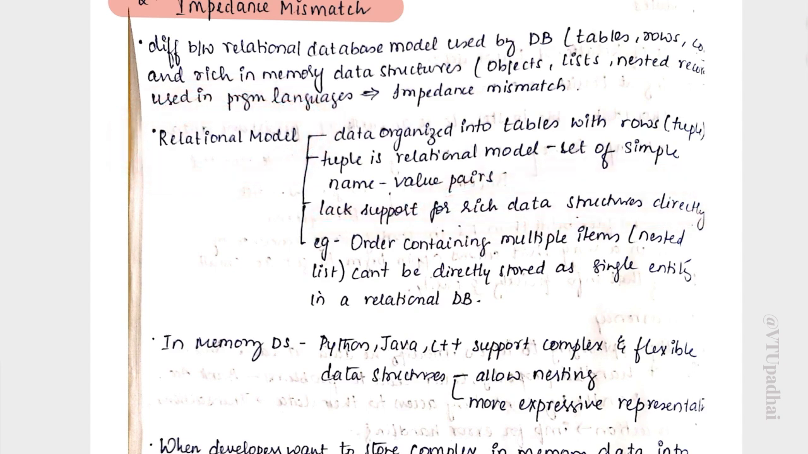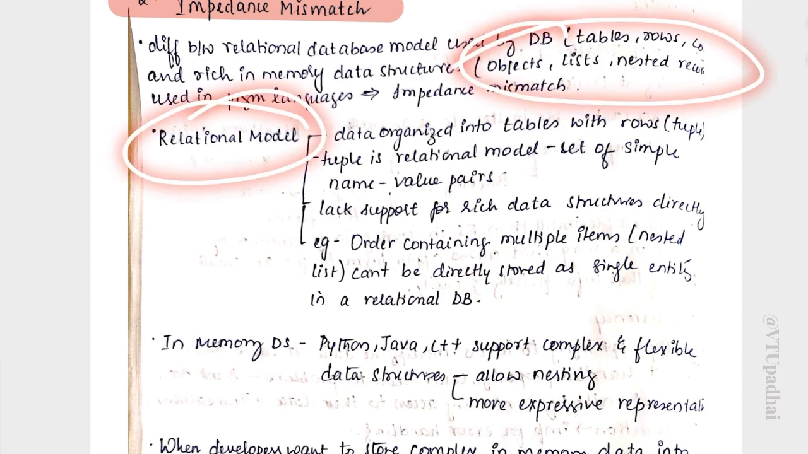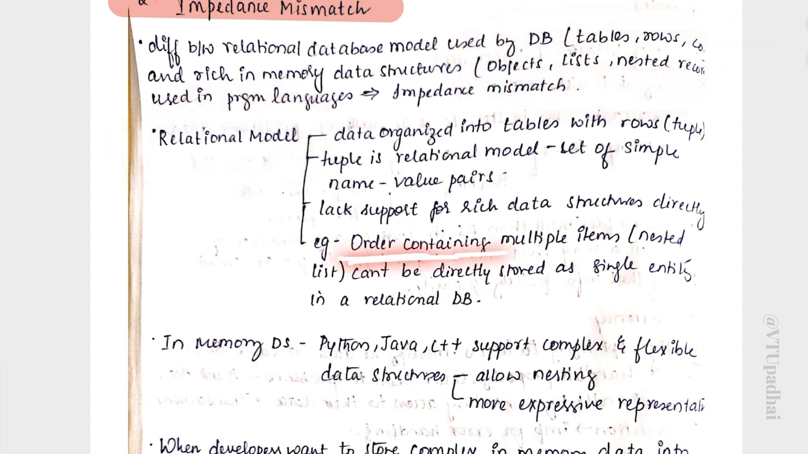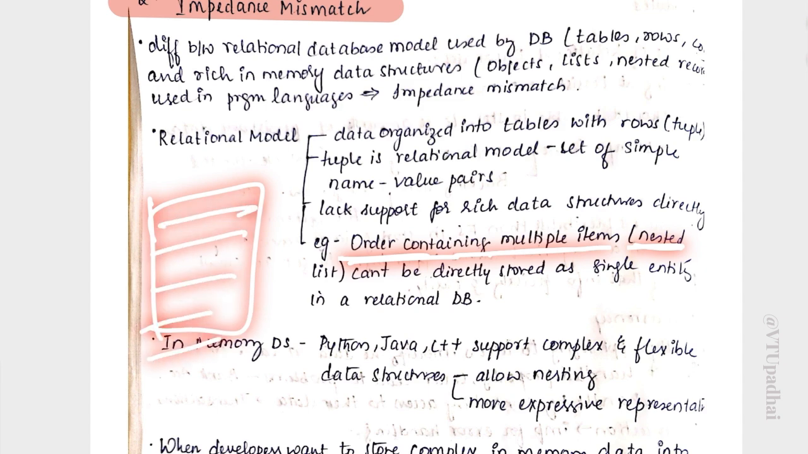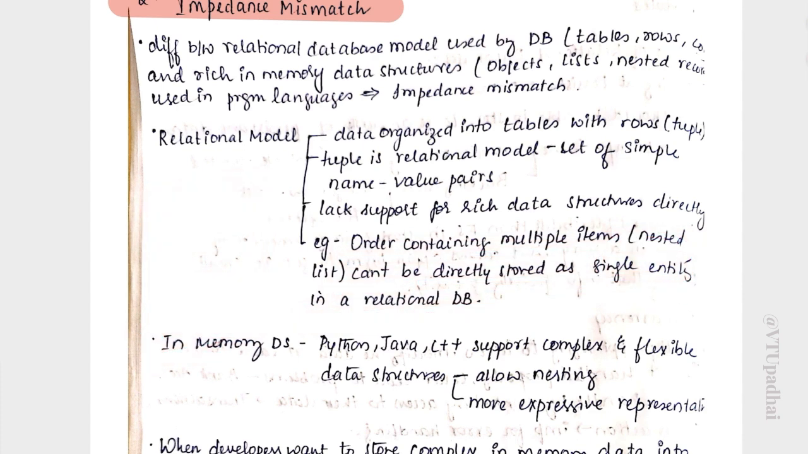So there is a difference, like the relational data model cannot store all these complex data structures, all these rich in-memory data structures, right? For example, an order containing multiple items, like there could be a nested list here, can't be directly stored as a single entity in the relational data model. So we cannot store it, and the simplicity of relational tuples comes with a limitation. That is, these tuples are very easy to access, simple to handle, but they cannot include complex structures. That's what we have discussed here.